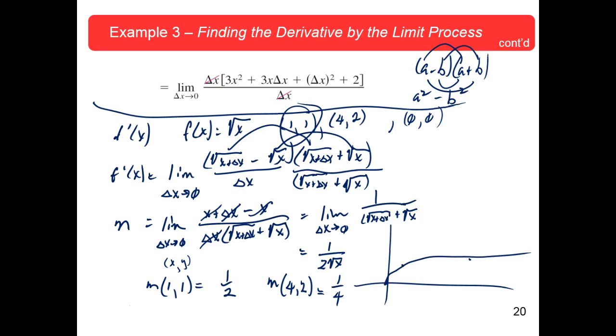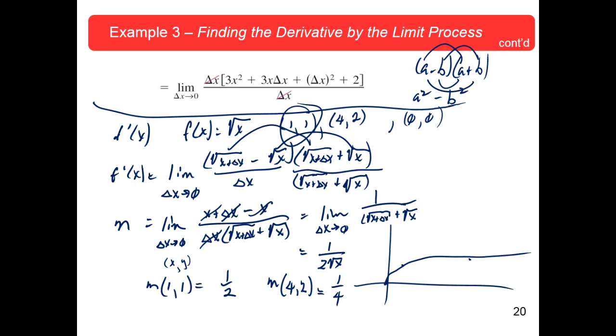Vertical line, undefined. Because guess what? If that parabola was like this, that'd be a slope of 0. When you turn it on its edge, the slope is undefined. Vertical line, no slope defined. That's why you can't do the slope at 0. The function's defined there, but the slope, the derivative, is not.